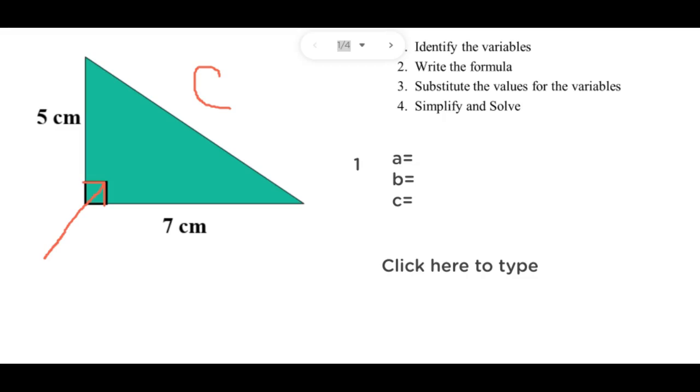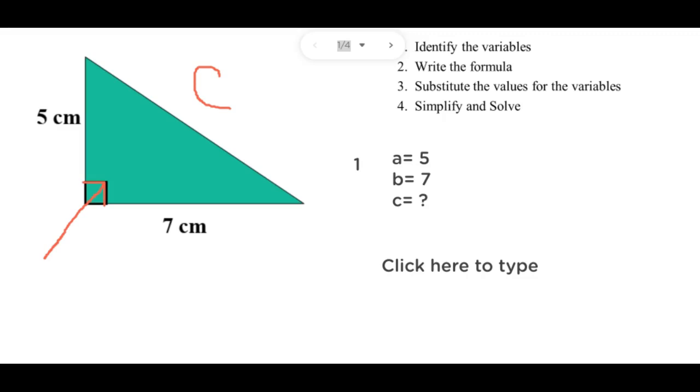Now, if I'm identifying my variables, what variables do I have? Well, here's C, and there's not a number by C. Therefore, my variables have to be A and B. It doesn't matter if you call 5 A or 5 B, or 7 A or 7 B, as long as I know, because they're both legs, the most important variable to identify is C, the hypotenuse. So let's just call A 5, and we'll call B 7, and then we don't know what C is, so I'm going to put a question mark.